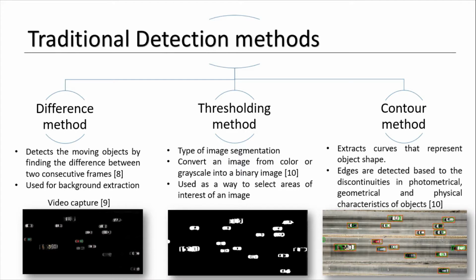Last, the contour method attempts to extract curves that represent the object shapes from the image. Edges are detected based on the discontinuities in photometrical, geometrical, and physical characteristics of objects in the image.